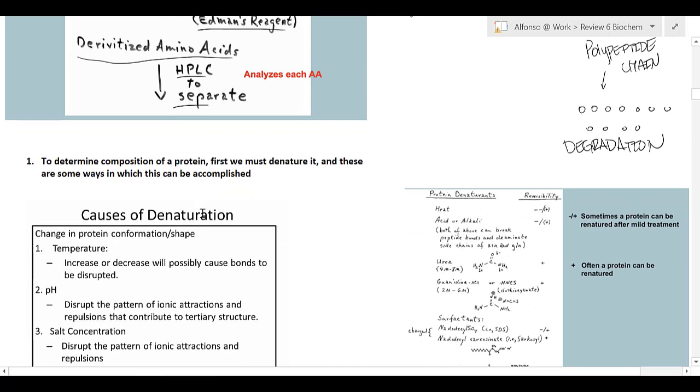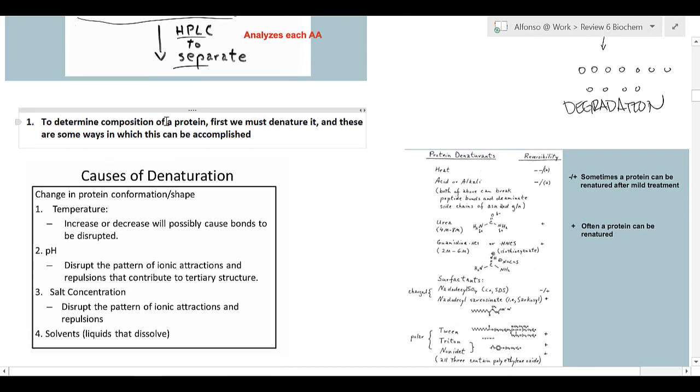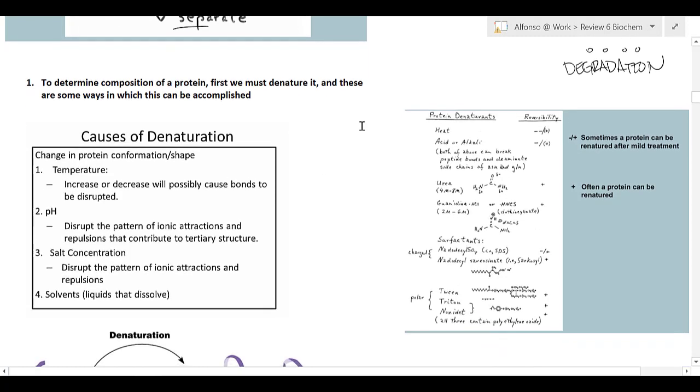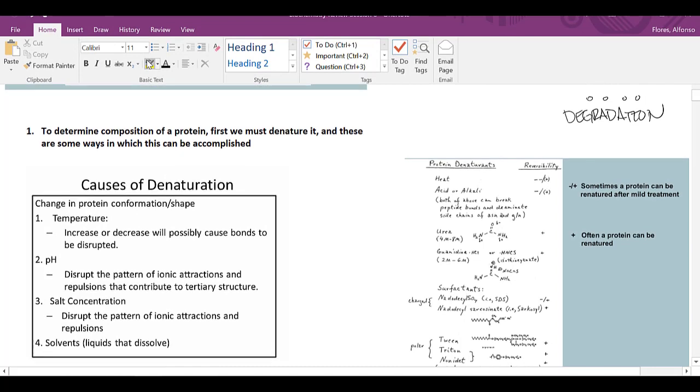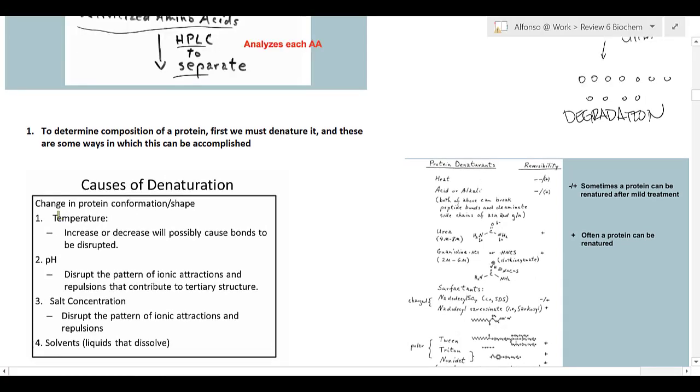All right. So, number 1, to determine the composition of a protein, we must first denature it, and these are some ways in which this can be accomplished. So for your exam, you'll want to know that you can denature proteins by exposing them to high temperature, exposing them to a really high pH or a really low pH, changing the salt concentration, and putting them in solvents. You'll definitely want to know that.